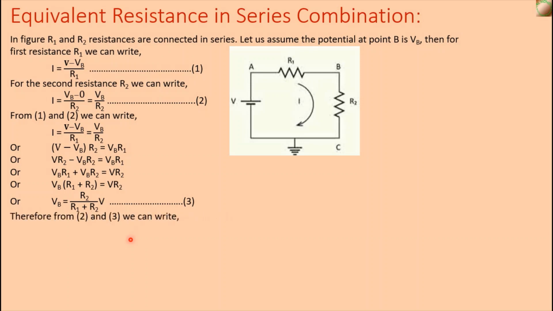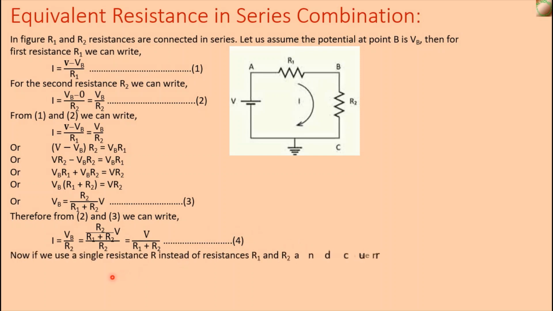Therefore, from equations 2 and 3: in equation 2, I is equal to VB by R2, and in equation 3, VB is equal to R2 divided by (R1 plus R2) into V. We will put the value of VB from equation 3 into equation 2. I is equal to VB divided by R2, which is equal to R2 divided by (R1 plus R2) into V, divided by R2. This is equal to V divided by (R1 plus R2), equation number 4.